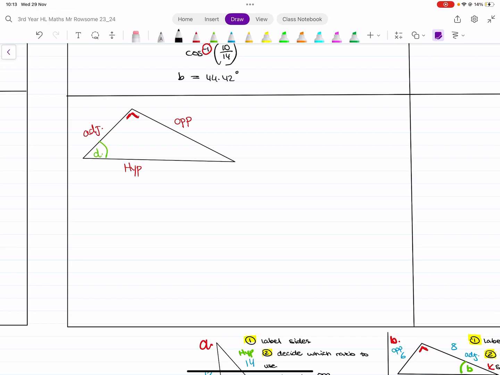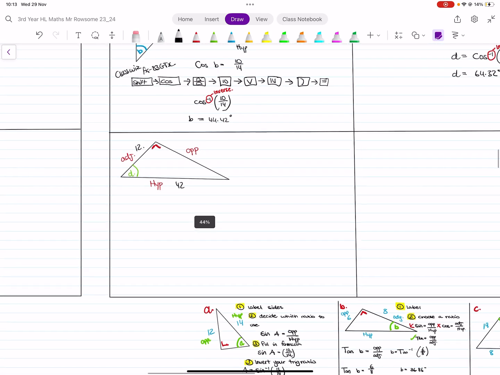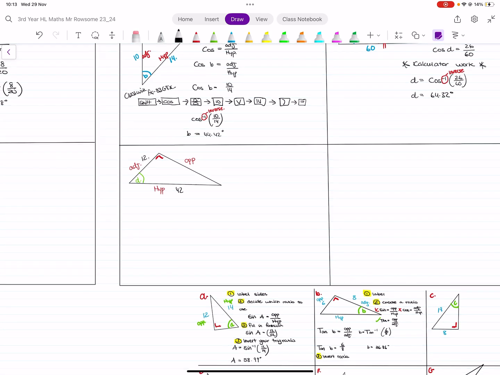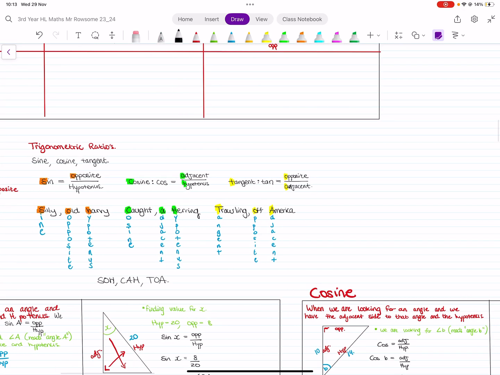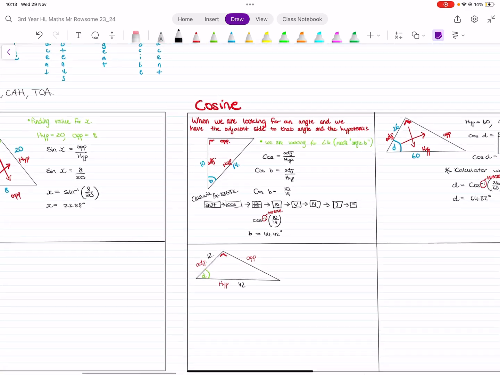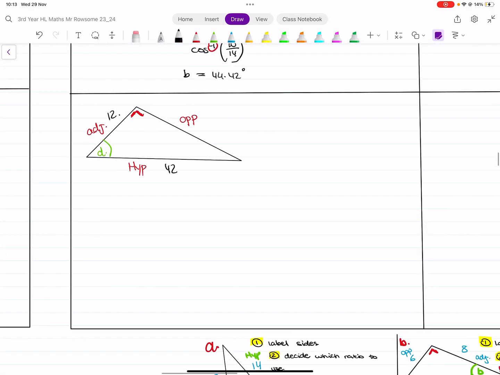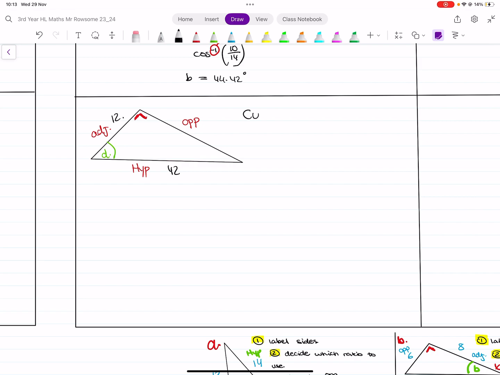so we have, okay, 42 and 12. So go back up. We have adjacent and hypotenuse. We don't have opposite. So I'll go look, I say, okay, can't be sine because that's opposite in that. It can't be tangent because it's opposite in that. So it must be cos.